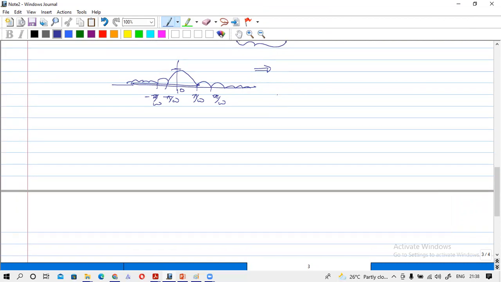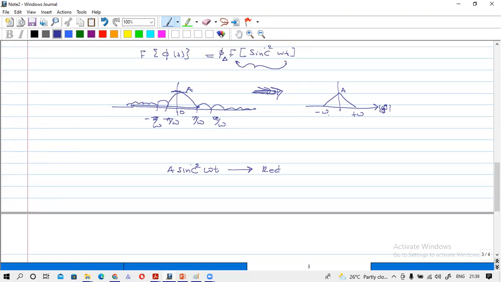Actually, if we have a sinc squared omega t type function, the Fourier transform of this function is a rectangular function. Here it is A sinc squared omega t, and for this kind of function we will have this kind of Fourier transform, A, from minus omega to plus omega. This is in omega. So we have this kind of function.